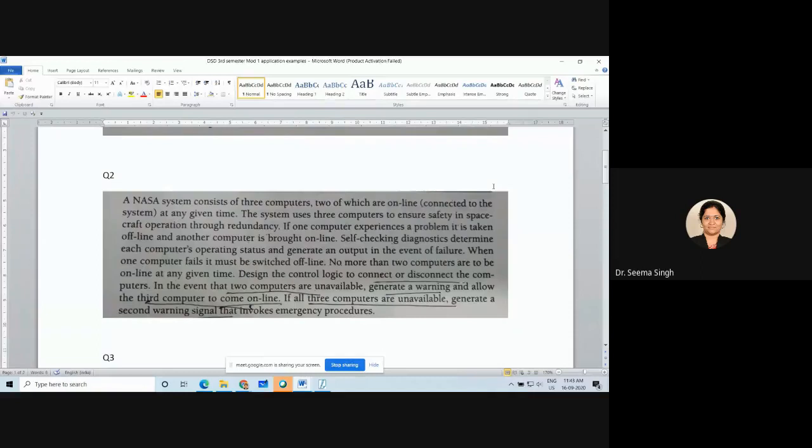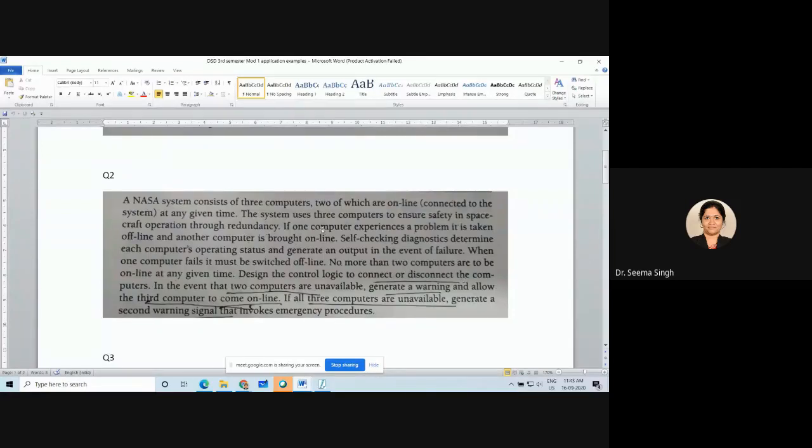Okay, so now you have to understand this question. I will call the three variable. Okay, I hope you have noted down the question. I will read the question again. A NASA system consists of three computers, two of which are online at any given time. If two of the computers are online at any given time, it means it is all fine and there will be no warning generated. So the system uses three computers to ensure the safety in the spacecraft operation through redundancy. Redundancy means we keep extra so that our operation never stops.